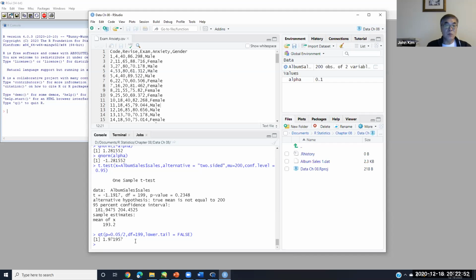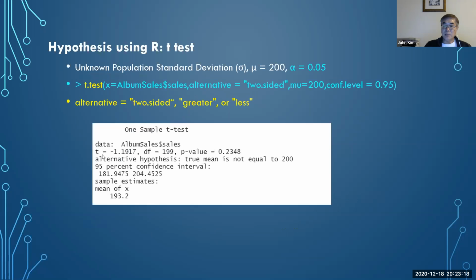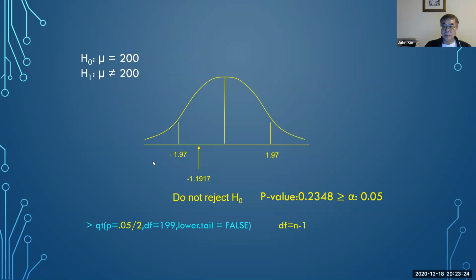So plus minus 1.97. Go back to the slide. The boundary critical values are negative and positive 1.97, and the test statistic is inside. So do not reject the null hypothesis.